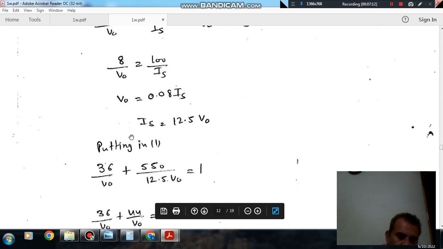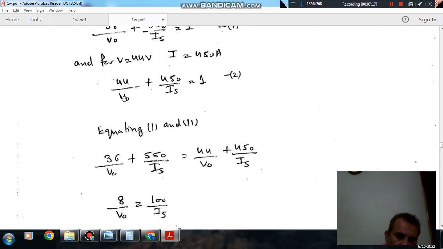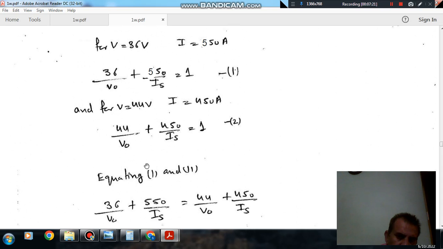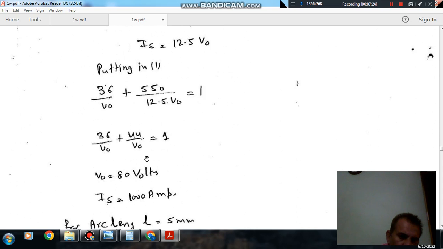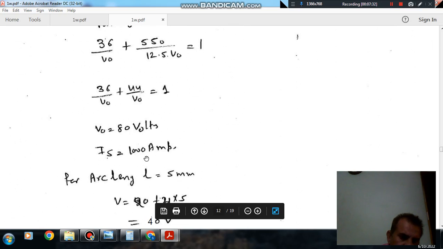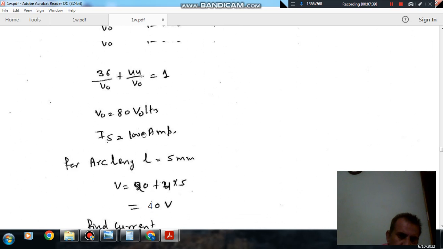Okay, so now we can put in either of these equations, 1 and 2, and find out the value of V naught. So V naught comes out as 80 volt and IS comes out as 1000 ampere. So this is voltage and current.